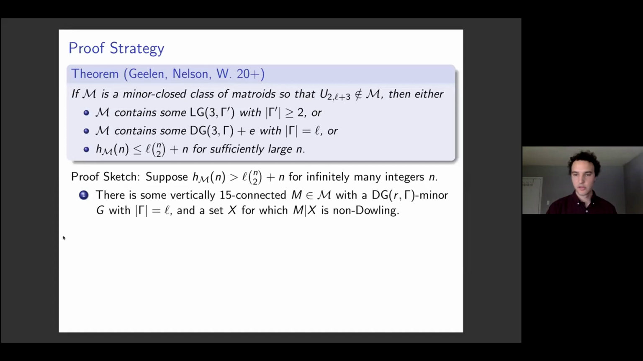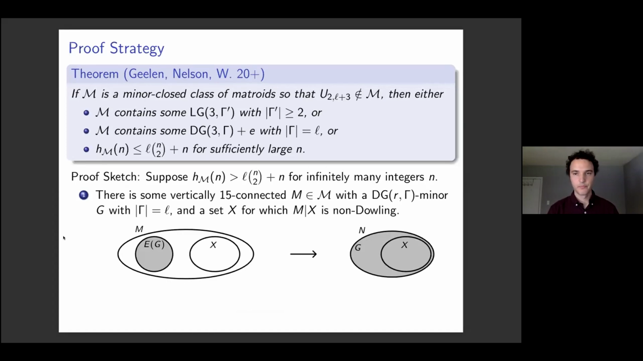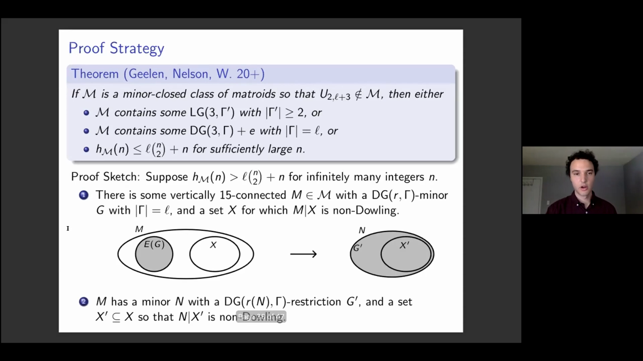Okay, so here's the picture. We have this matroid M, the ground set of this minor G, and this non-Dowling restriction X. And we would like to contract some elements to realize this minor G, while preserving the set X. Then since this restriction is non-Dowling, that would give us the second outcome: a simple extension of a Dowling geometry. Okay, so that's a bit too much to ask for, but here's what we can show.